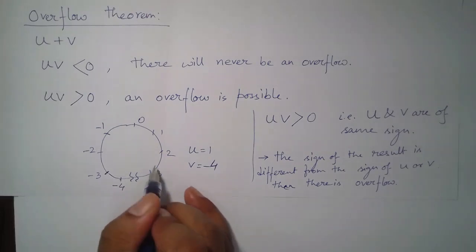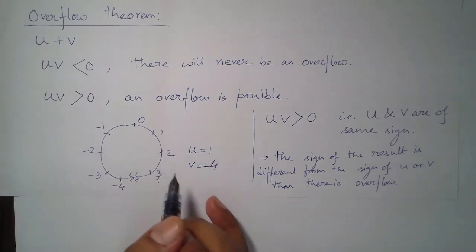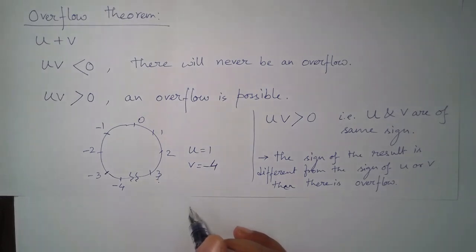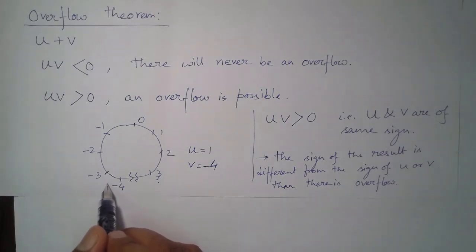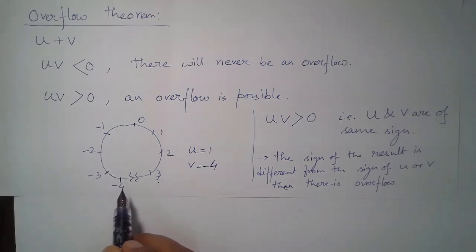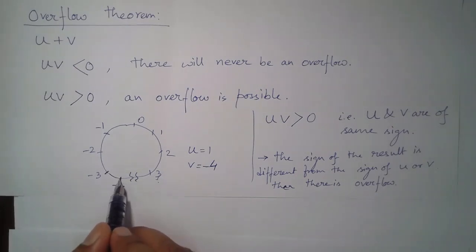Now you see that the result we are getting has a different sign than both u and v. So that is a problem. All right. So that indicates there is an overflow. Similarly, we can take another example of negative numbers. So let's say -4 and -3. If we add them, what are we supposed to get? So from -4, if I add -3, what will I do?